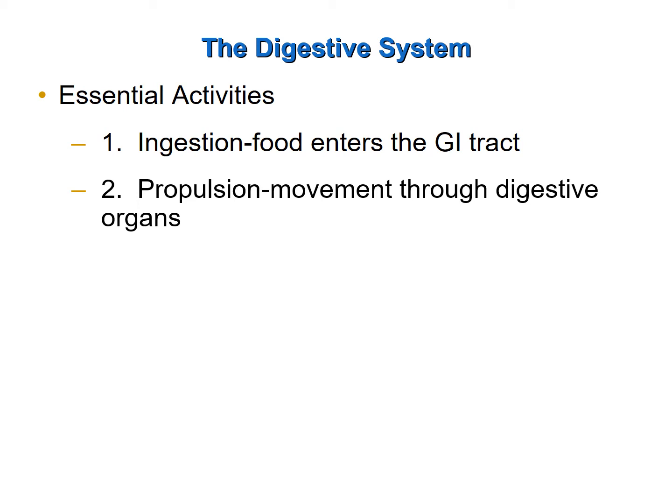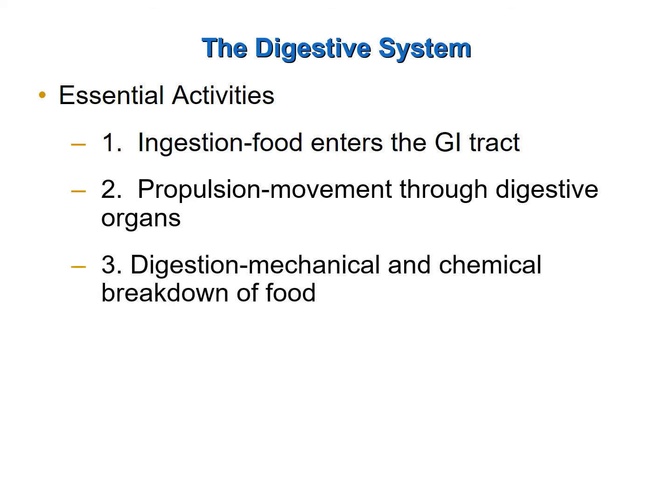Different parts of the GI tract are specialized to perform different functions. Digestion must occur. Digestion occurs in the form of both mechanical digestion, where substances are physically broken down into smaller substances, and chemical digestion, where bonds are broken and large molecules are broken down or digested into smaller molecules.